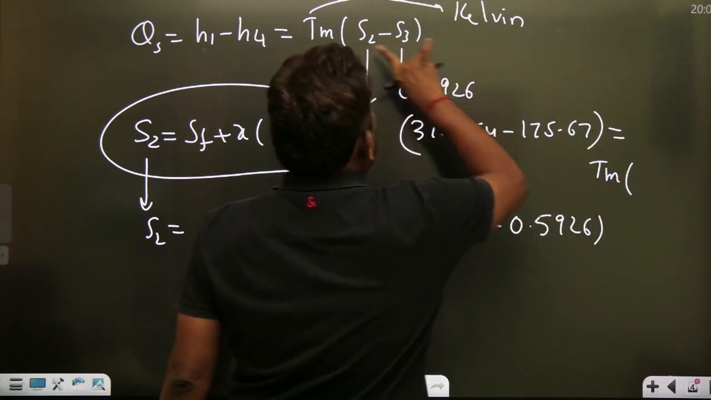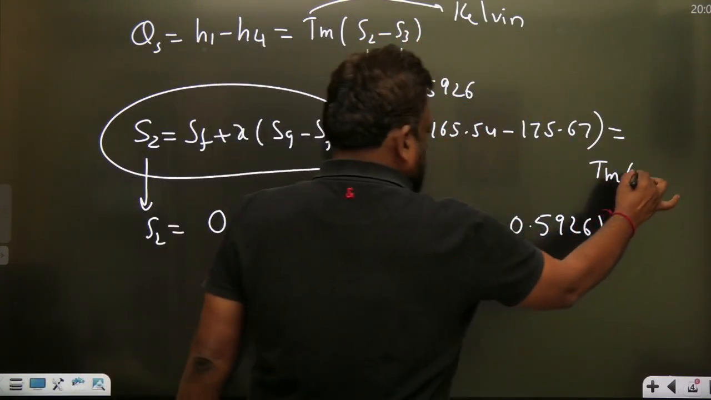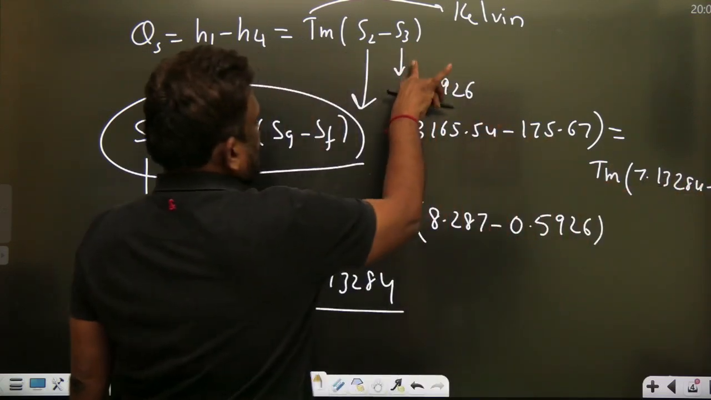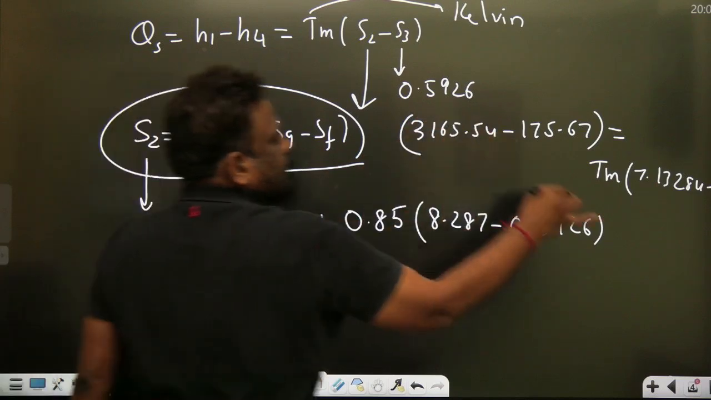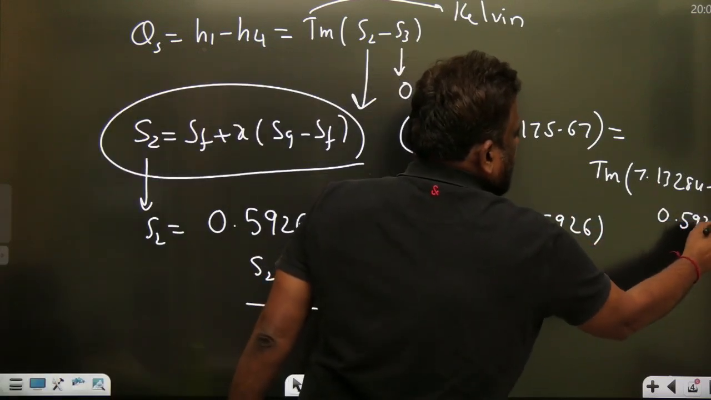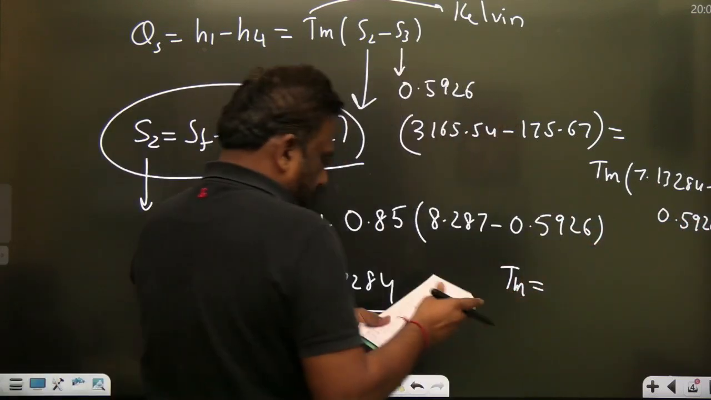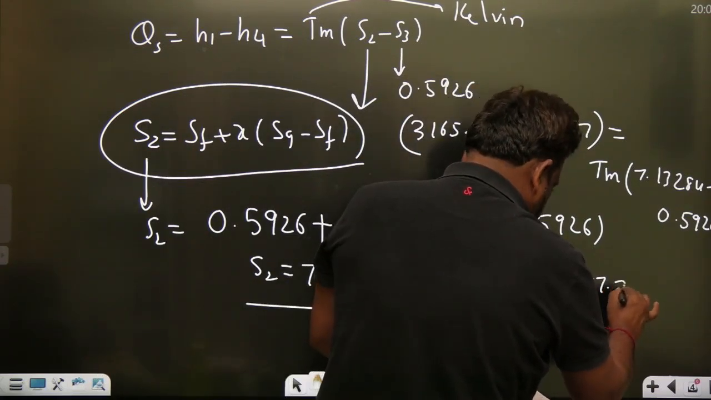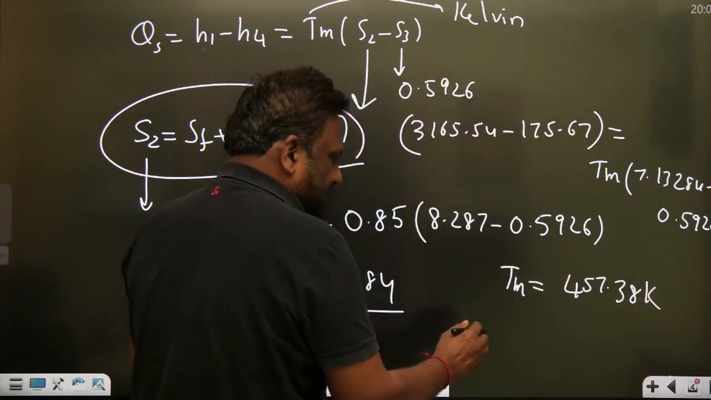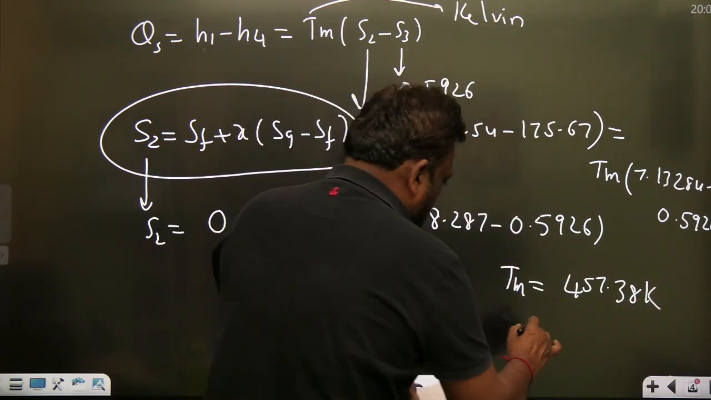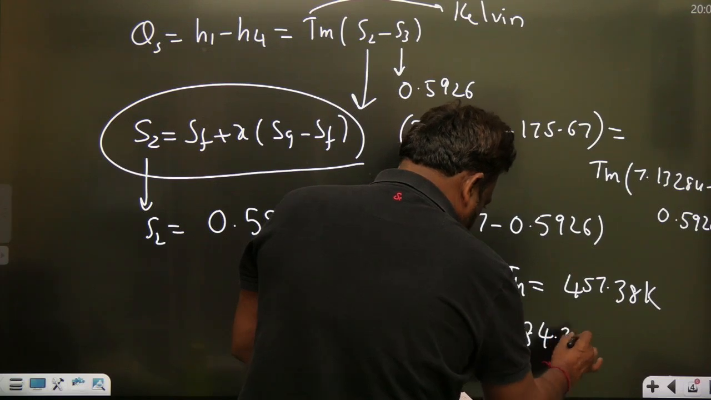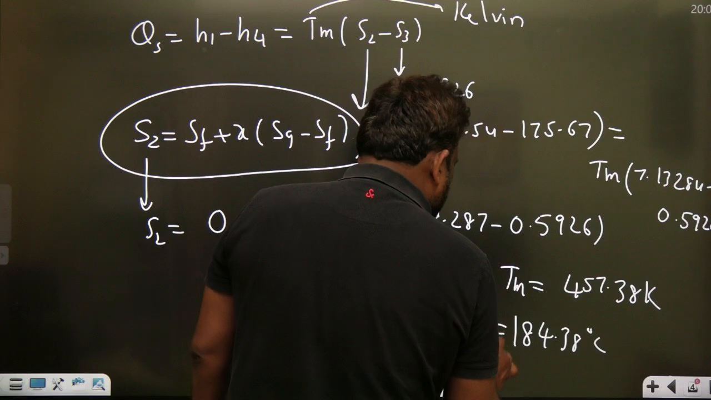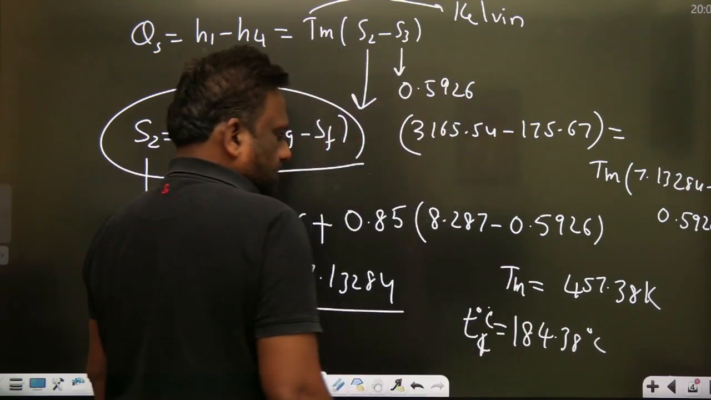Tm into S2 minus S3. Already S2 is 7.13284, minus S3, which is 0.5926, and you will get the value of Tm. If you calculate Tm, I think you are getting 457.38 Kelvin. But he's asking in degree centigrade, subtract 273. So you will get the answer as 184.38 degree centigrade. This is the mean temperature of heat addition.